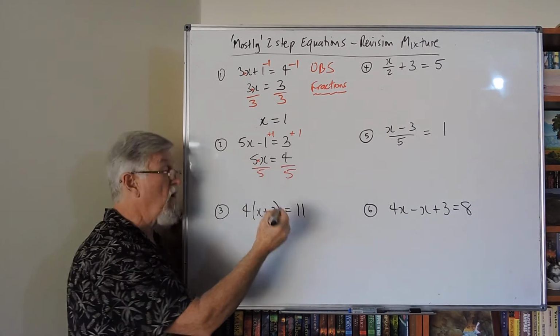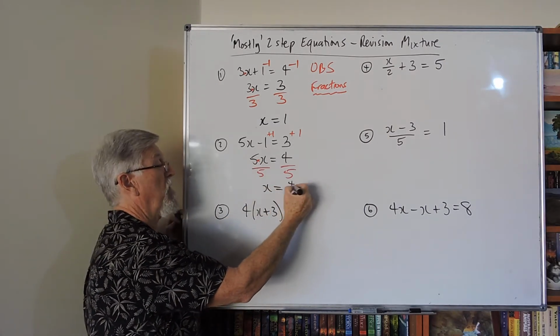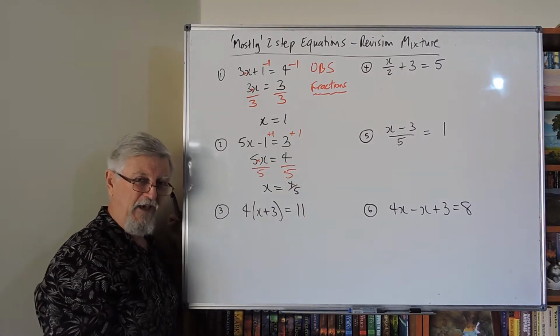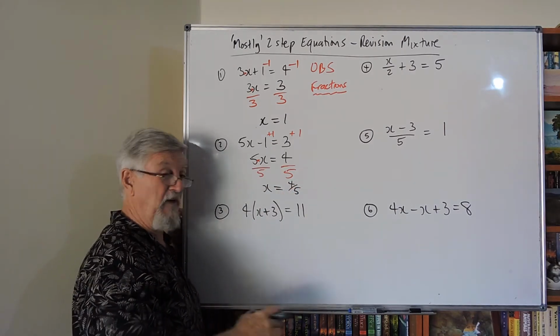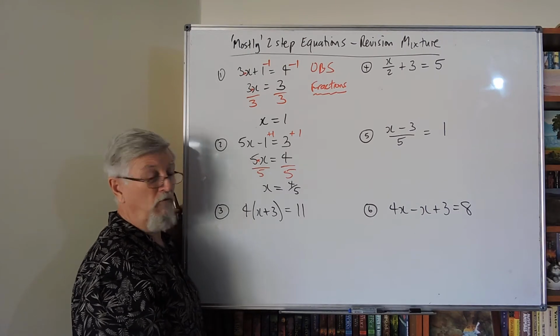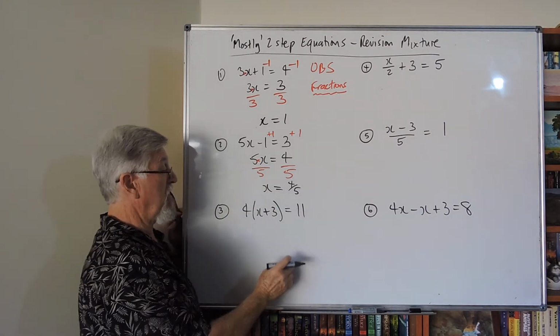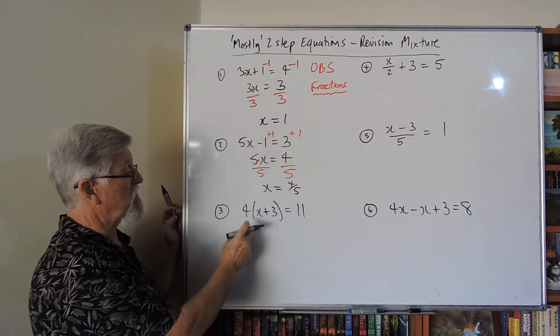I don't have to write the 1 because the answer is x equals 4/5. Now that's one that would be harder to guess. Some people can. I've tested many classes on it verbally and people can work it out because they're very sharp at their mental arithmetic. This one's got an extra step.